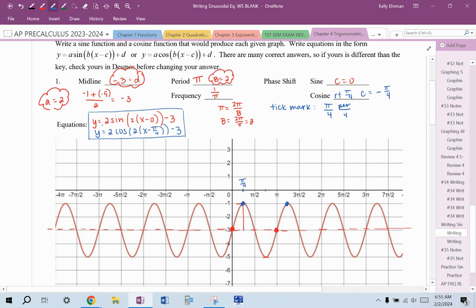Sometimes you might have one reflected and one not. The period calculates the value of b, and that will be the same. The midline will definitely be the same. It's just c that could change. So it's really just a that could be different, positive or negative, and c will be a different number totally.